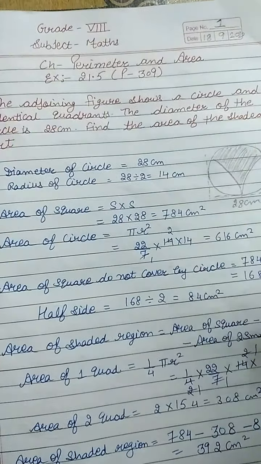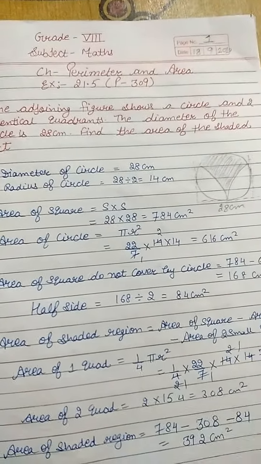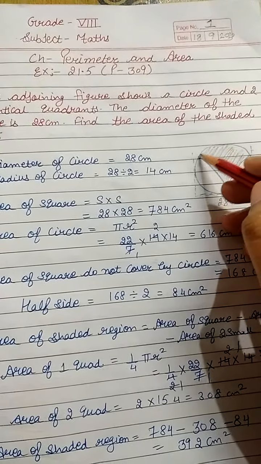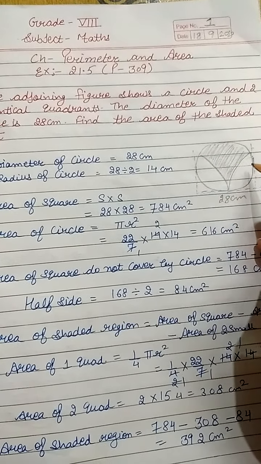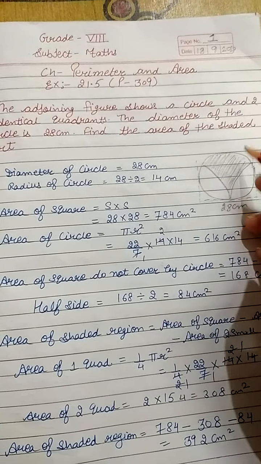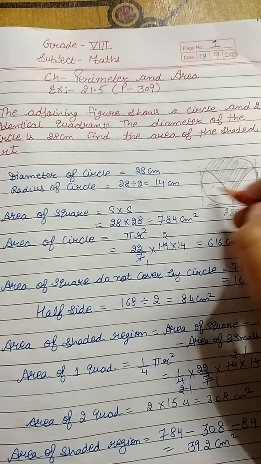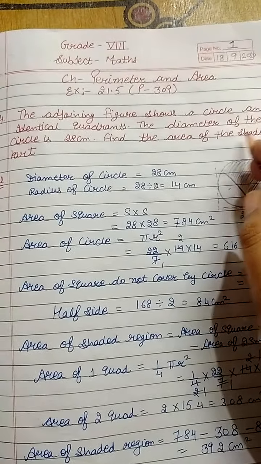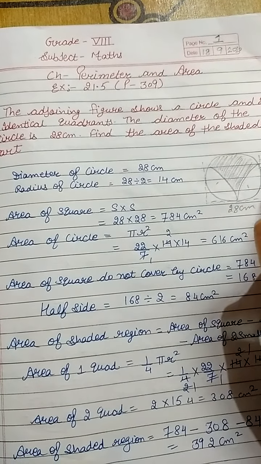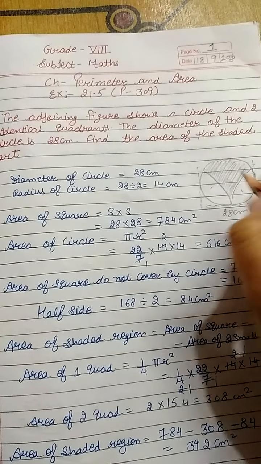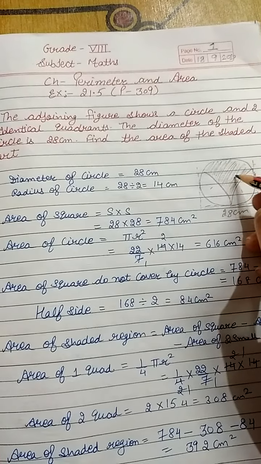The adjoining figure shows a circle and two identical quadrants. This figure is showing one circle, and with that two identical quadrants, this one quadrant and this quadrant. The diameter of the circle is 28 centimeters. We have to find the area of this portion.